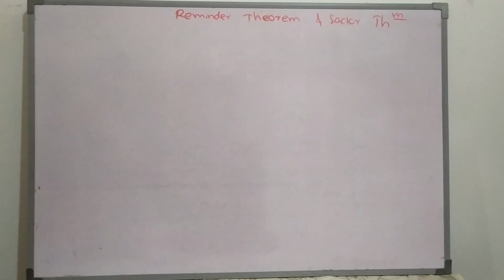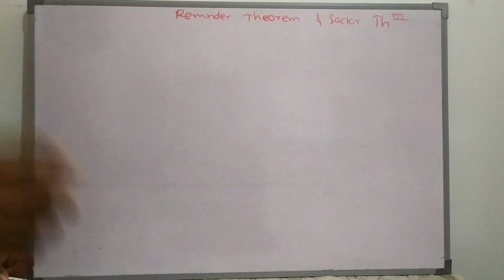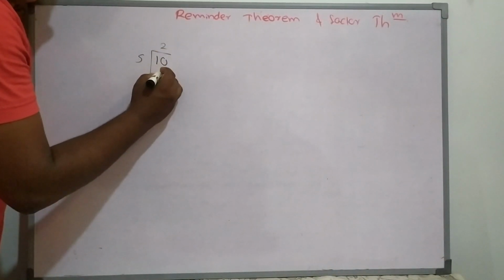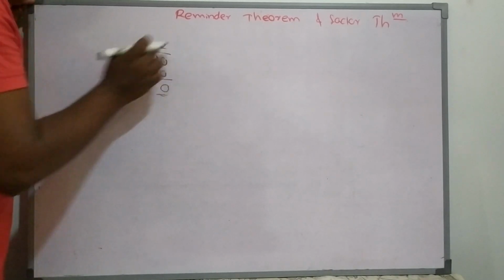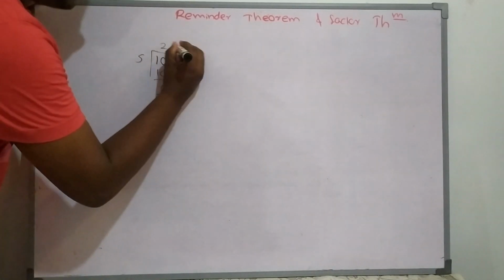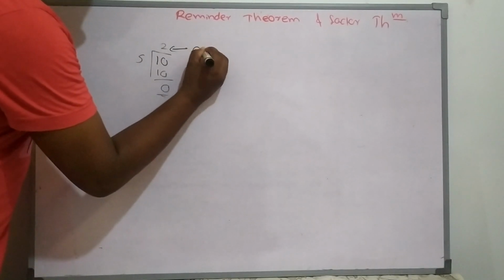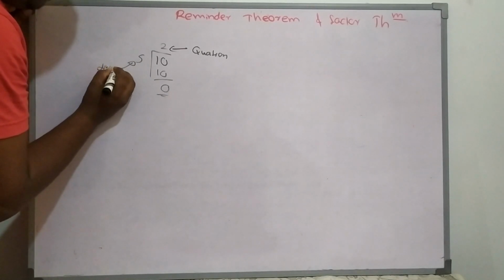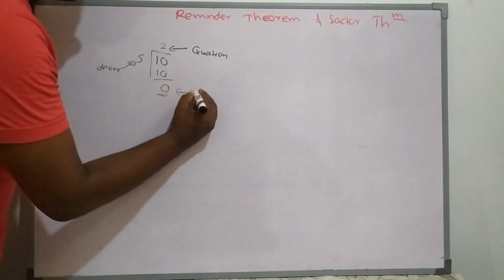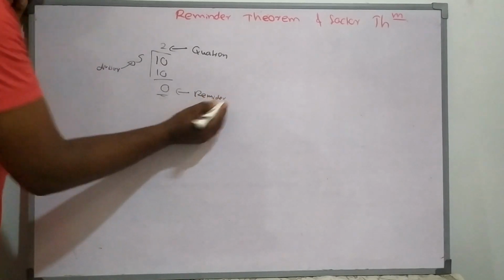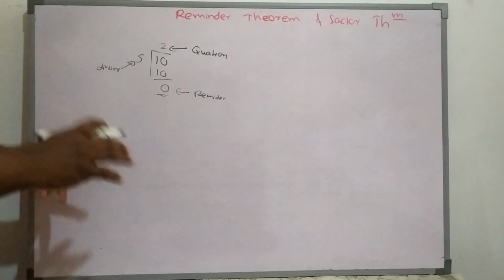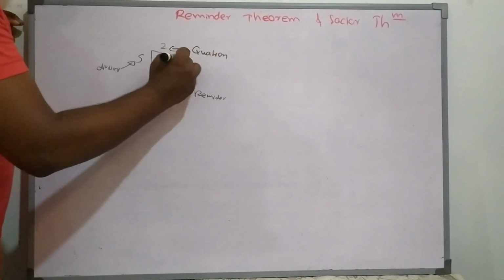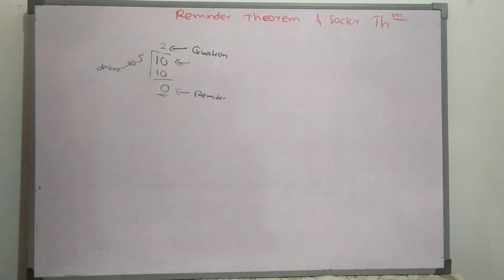I hope you all know, so what is a factor, right? When you divide 10 by 5, the answer is 2 and the remainder is 0. So this is known as the quotient, this is known as the divisor, and this is our remainder, right? When the remainder is 0, the divisor is a factor of this. It's a factor of 10.